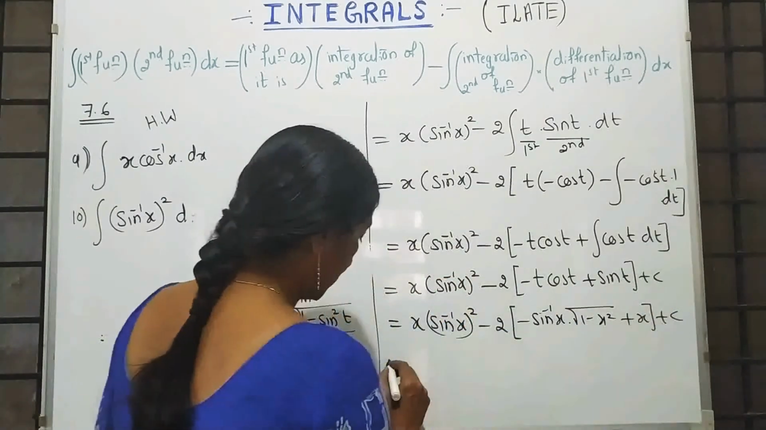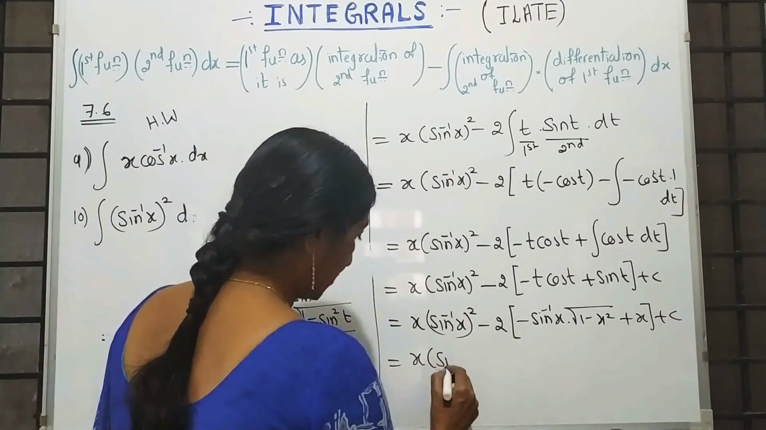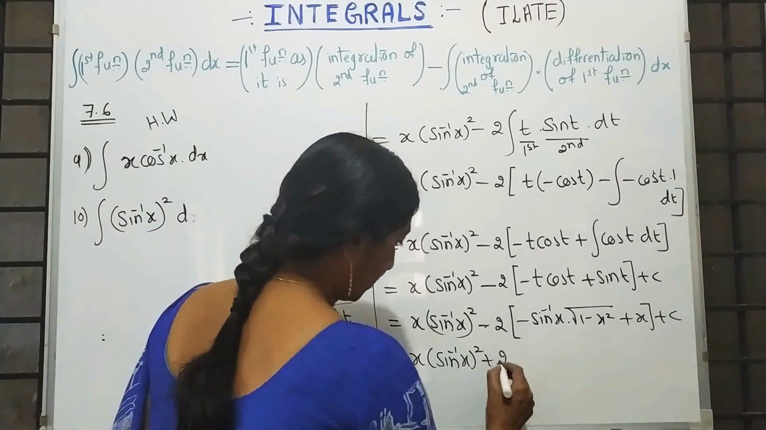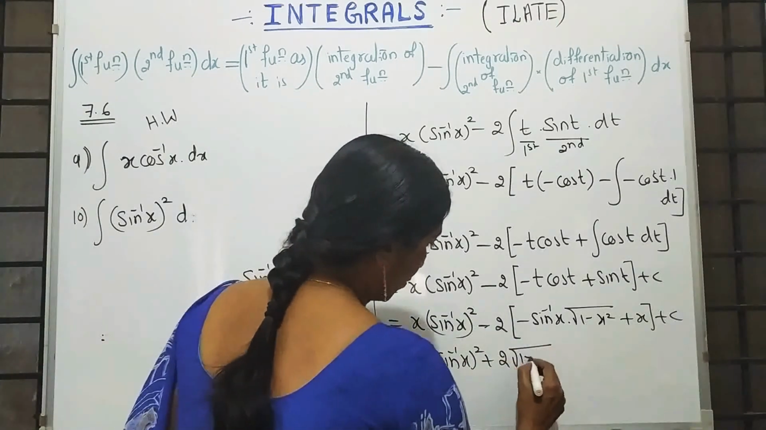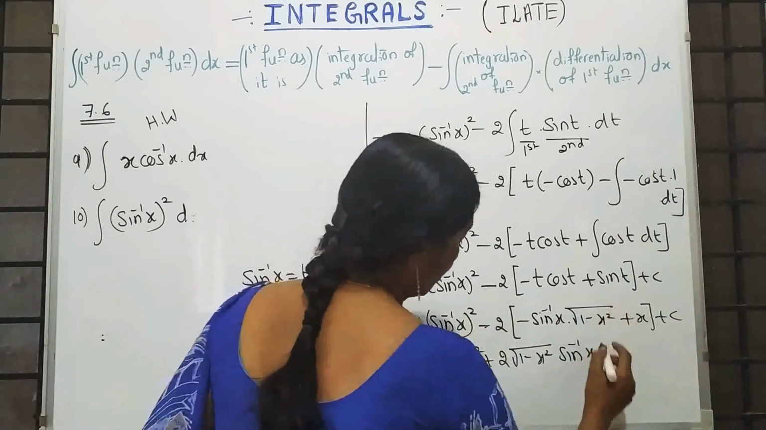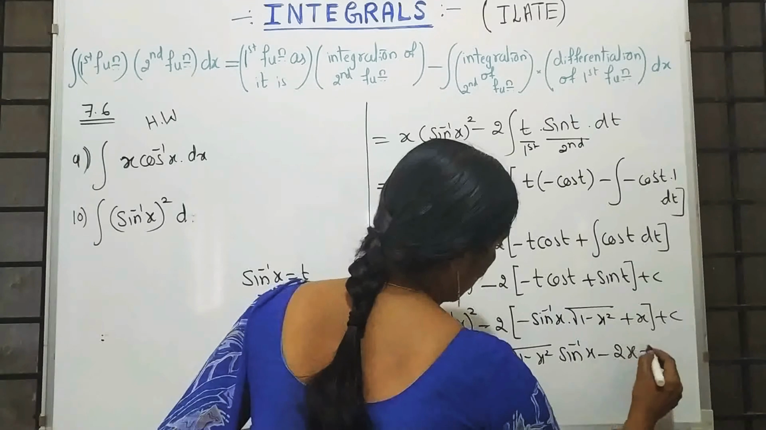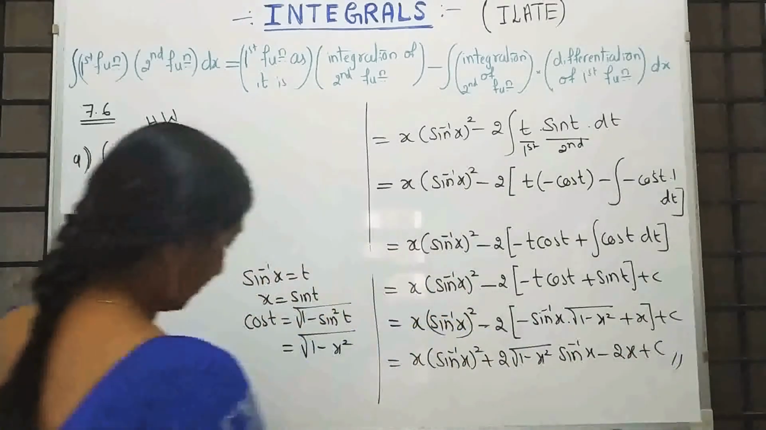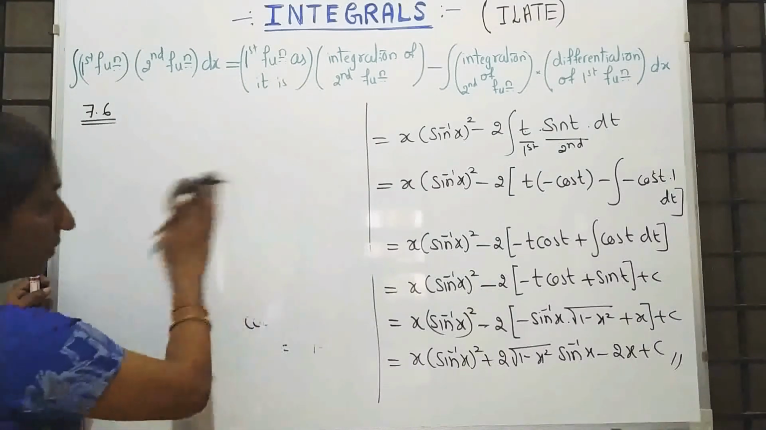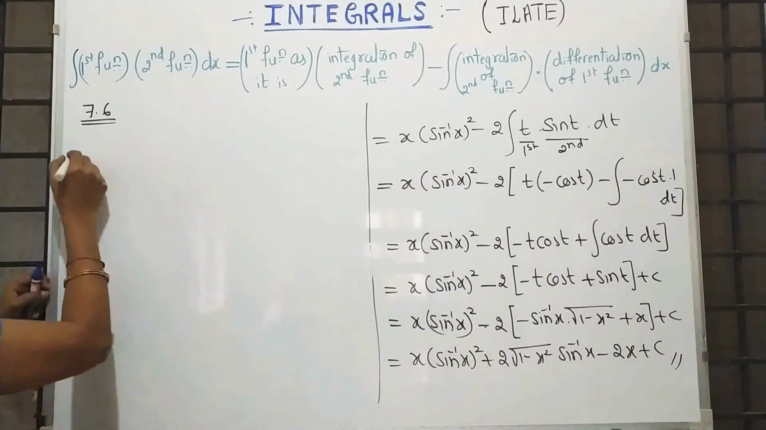Remove the bracket. x into sin inverse x whole square, minus into minus plus 2 into root of 1 minus x square into sin inverse x, minus into plus is minus 2x plus c. So you can take a similar sum, half sum. This sum you take as homework.